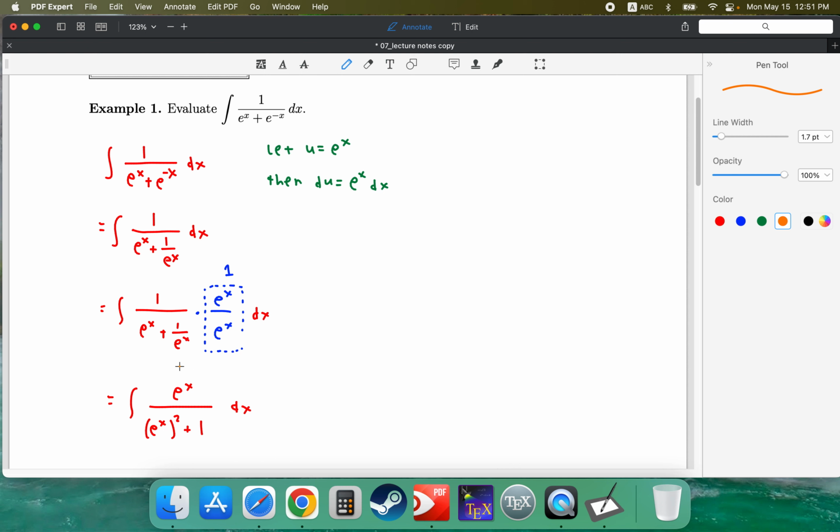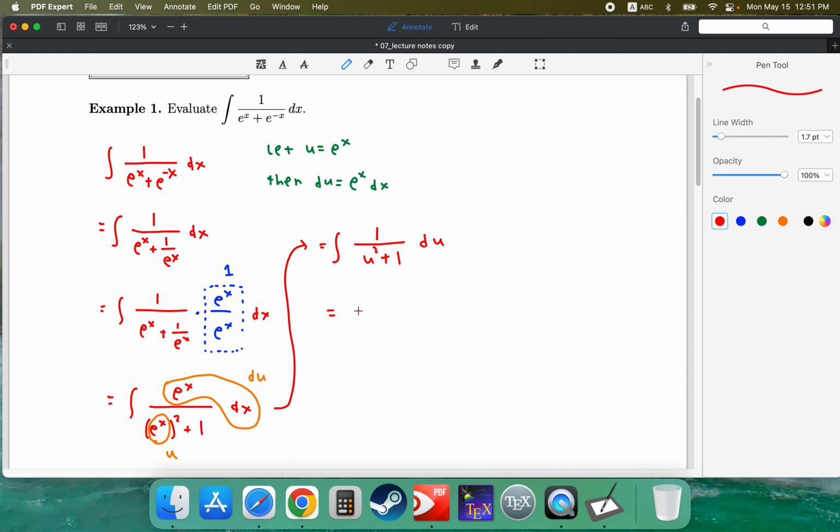And furthermore, I have e to the x dx right here, and I can make it my du. And right here, e to the x is my u. So my integral will become e to the x dx is my du. So I have 1 du. And I have e to the x, which is u, e to the x squared. So I have u squared plus 1. So you have the integral of 1 over u squared plus 1.